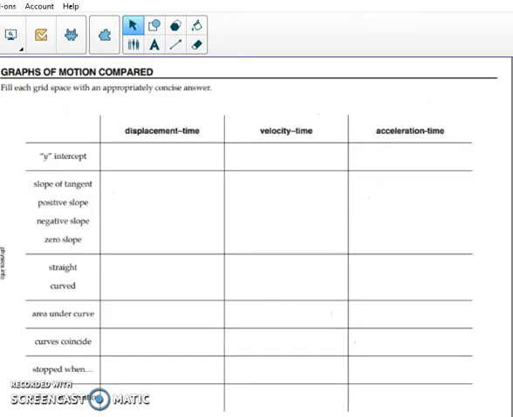So let's go back and fill this chart out. So we said that the y-intercept is the initial displacement. The slope is going to be the velocity. So if it's a positive slope, it means it's a positive velocity. If it's a negative slope, it's a negative velocity, or you're moving in the negative direction. If you have a zero slope, it means you are stationary, at rest, not moving, however you want to say it.